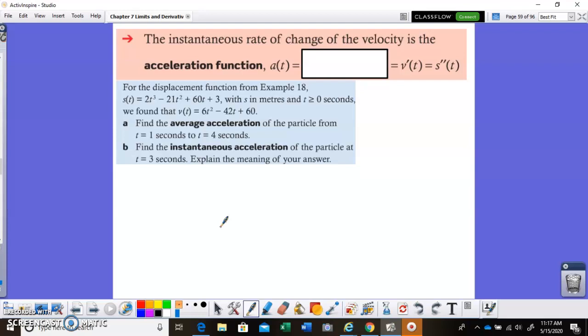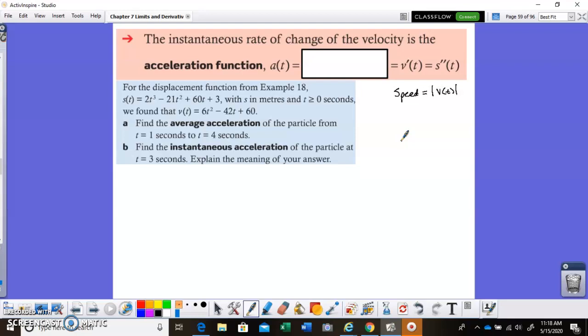But know that if a question is talking about speed, it's asking for the absolute value of velocity. So you might want to make a note of that: speed equals the absolute value of velocity. Okay? All right, so now let's get into acceleration.